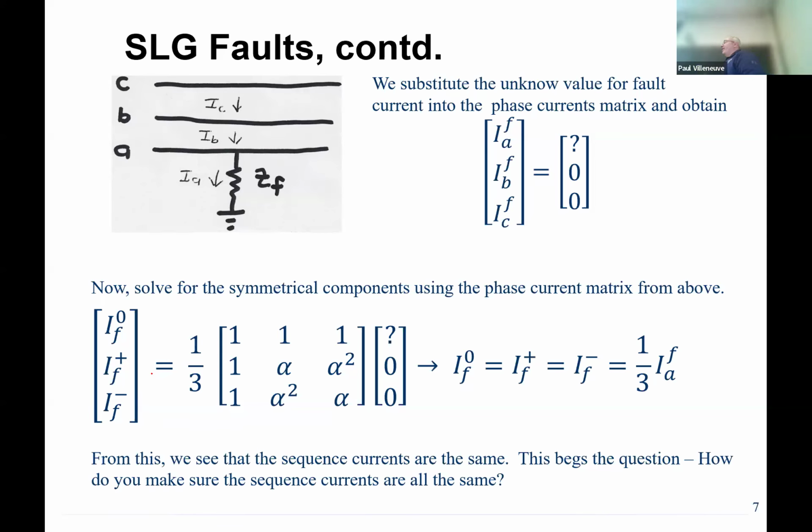Now, let's pause for a second. Is there any circuit that you can think of where all 3 of the sequence networks would carry the same current? How do you make sure that they're all the same? The current coming out of one sequence and going into the next sequence, those are the same currents. And then continuing on, going into the third sequence network diagram is the same. How would you do that? You get 2 options, right? Series or parallel. Would you put them in series or would you put them in parallel?